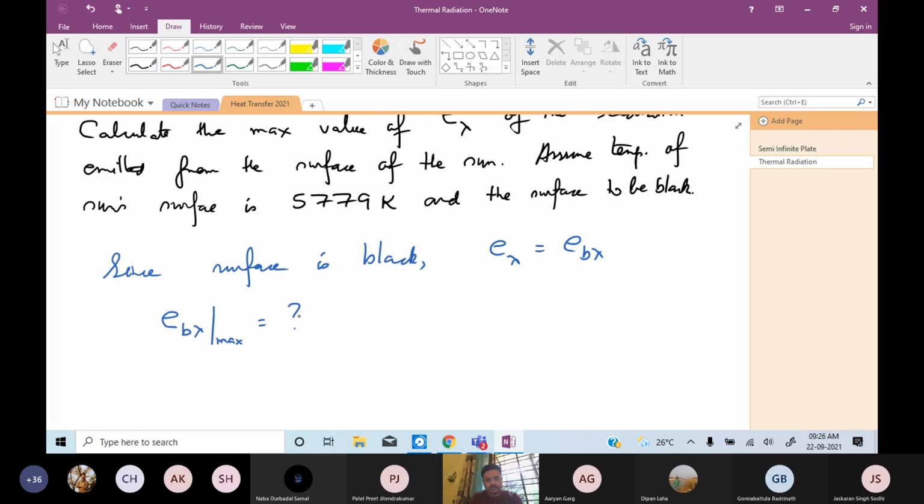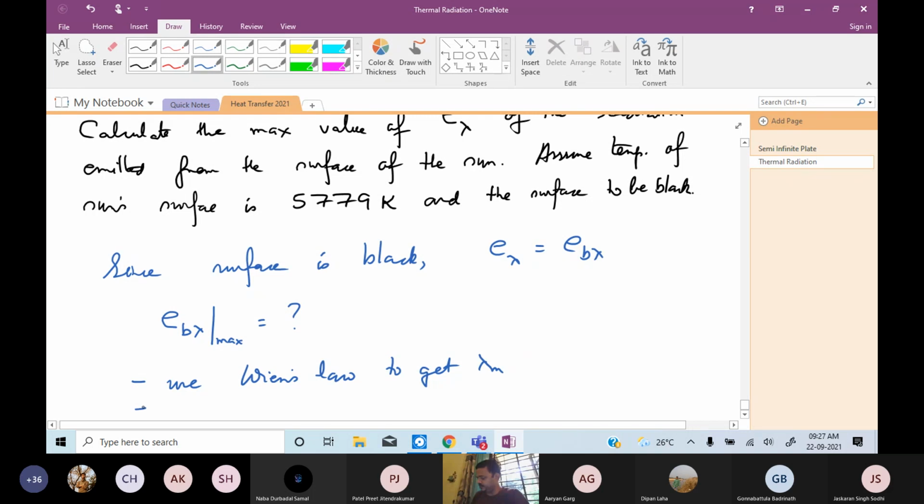How will you do it? We can find lambda using Wien's law, then we use Planck's law. Excellent. Absolutely. Wonderful. So I will just write down the steps. You can work out the calculations later. Use Wien's law to get lambda m. Use Planck's law to get E_b lambda at lambda m.